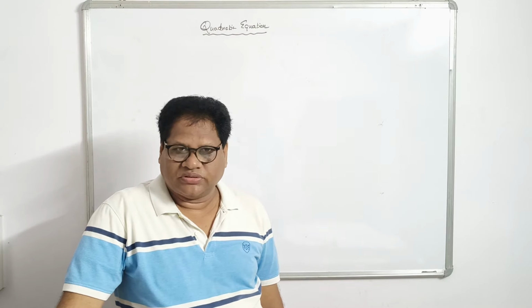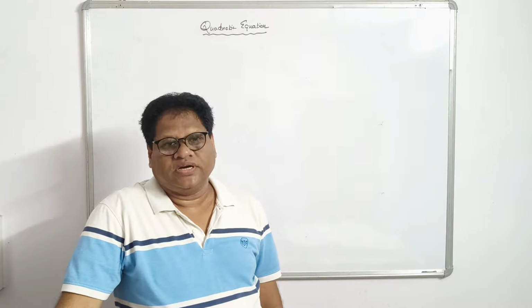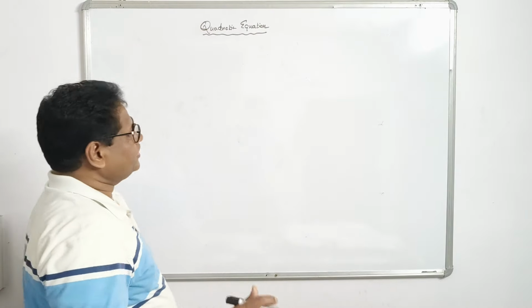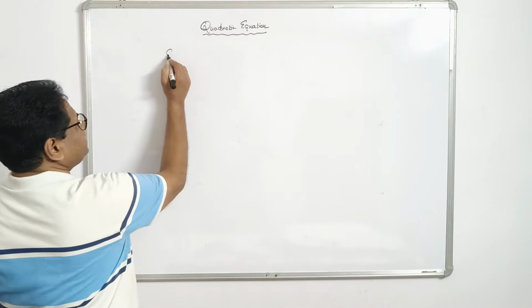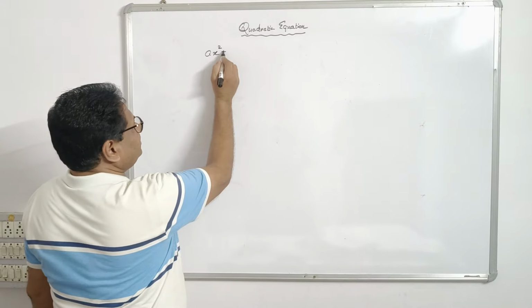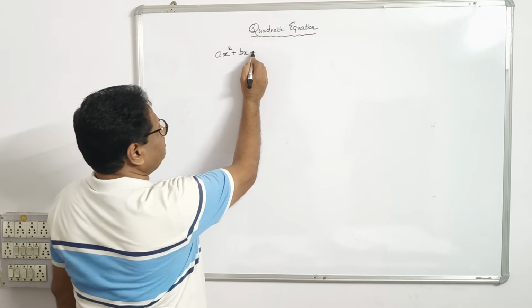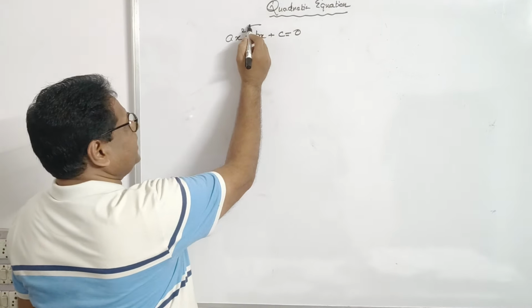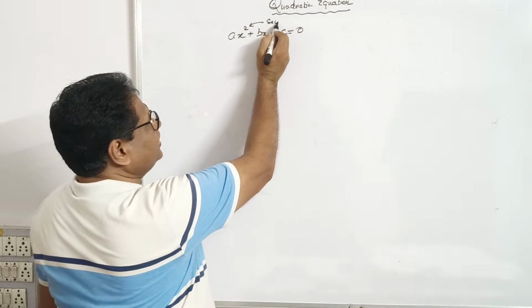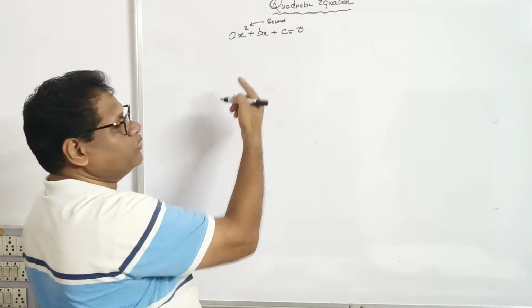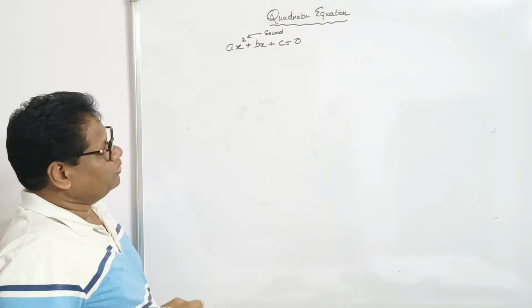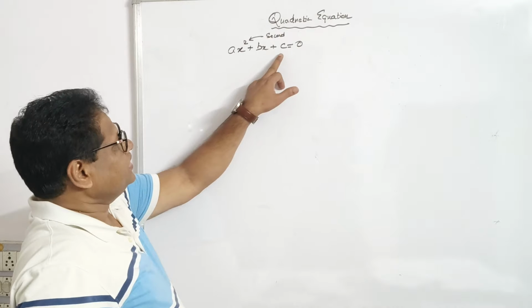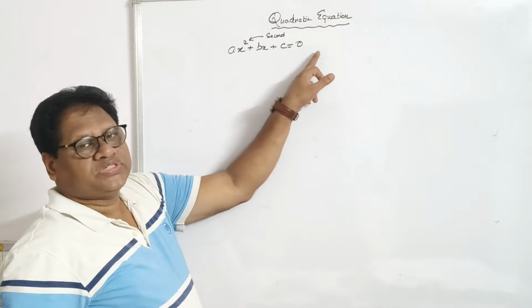About quadratic equations. How do you recognize a quadratic equation? First and foremost, a quadratic equation is represented by the expression ax square plus bx plus c equals 0. This is a second degree equation, right? So this is the indication that the equation is quadratic. Moreover, we see that the entire equation is equated to 0.